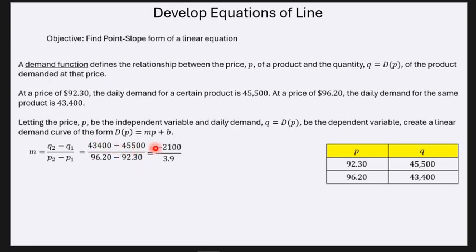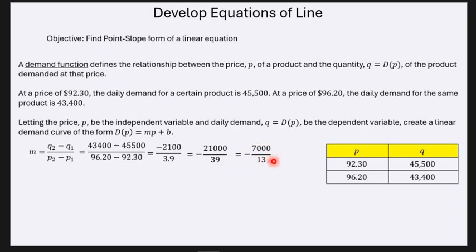The numerator gives us negative 2100. The denominator gives us 3.9. So what we want to do is we want to move the decimal once on the bottom, but in order to do that, we move the decimal once on the top to clear the decimals. We'll get negative 21,000 over 39. And we can reduce this fraction because 3 goes into both. 3 goes into 21,000 7,000 times, and 3 goes into 39 13 times. So we get this as the slope of the line.